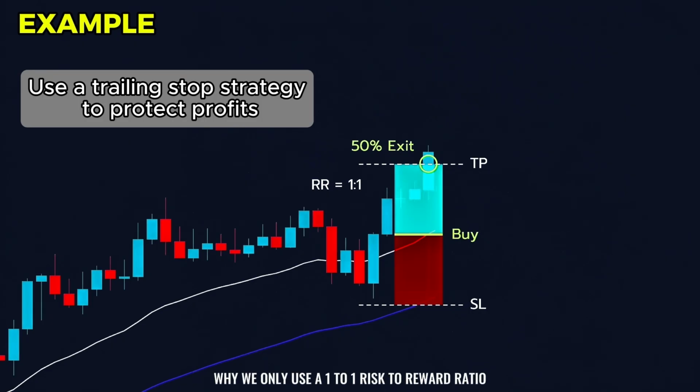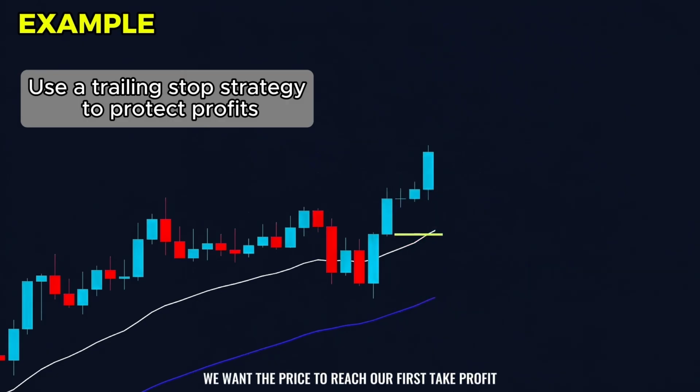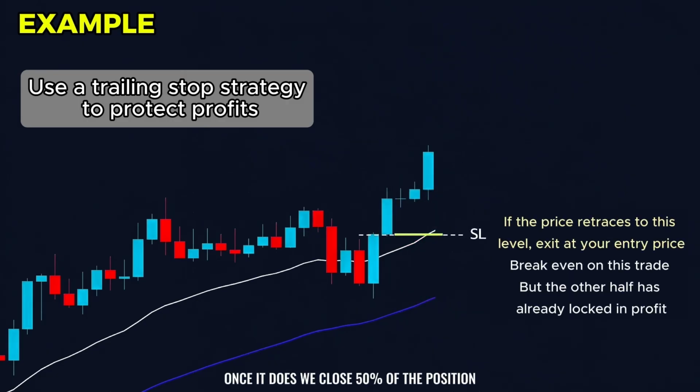Some of you may wonder why we only use a 1:1 risk-to-reward ratio. The reason is very simple. We want the price to reach our first take profit. Once it does, we close 50% of the position. This step is extremely important. We secure profits on half of the trade first. The remaining half of the position is left to follow the trend. We hope the trend continues for a long distance so the second half can generate much larger profits.